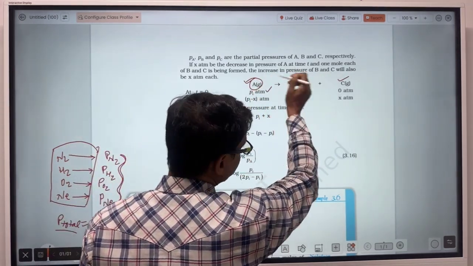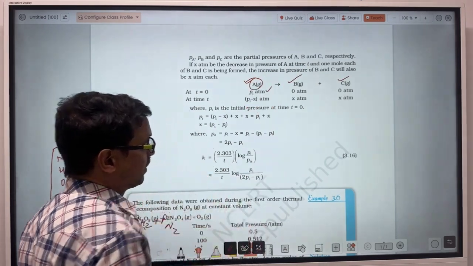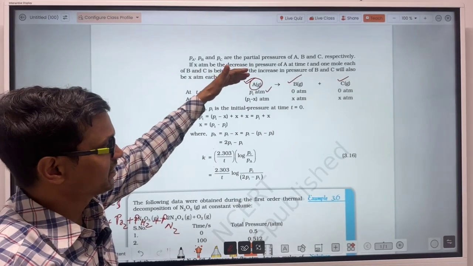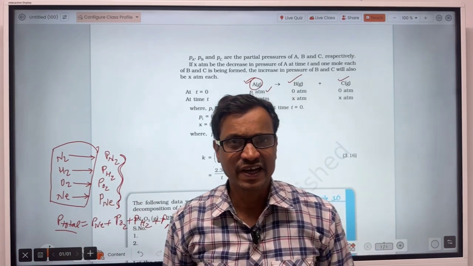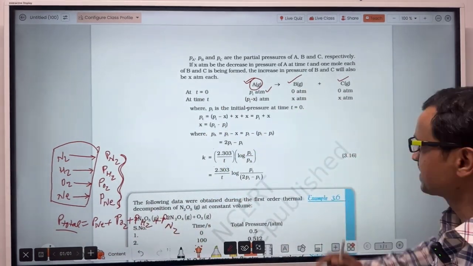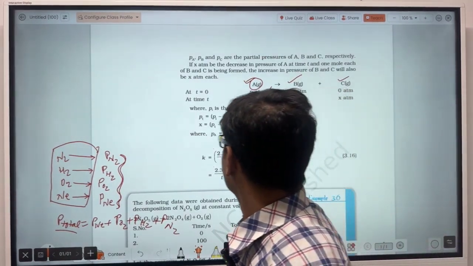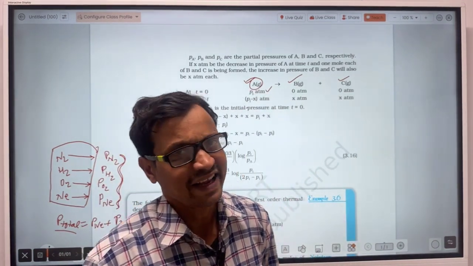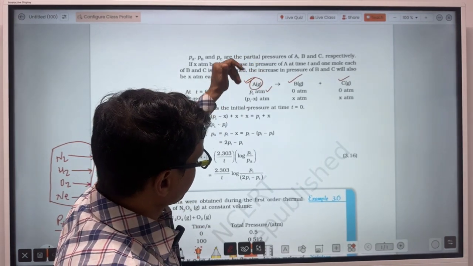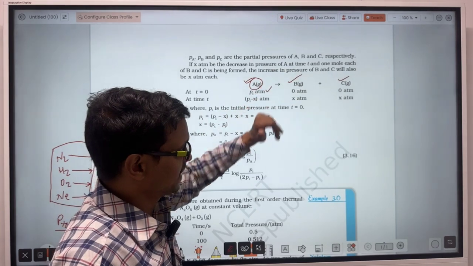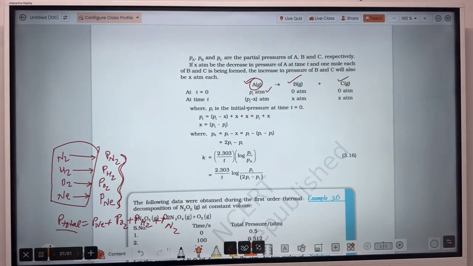One particle of A dissociates to give one particle of B. So if the partial pressure of A decreases by the value of X, then the partial pressure of B will increase by the value of X, and the partial pressure of C will also increase by X. So at t, the partial pressure of A will become Pi minus X, the partial pressure of B will become X, and the partial pressure of C will also become X.